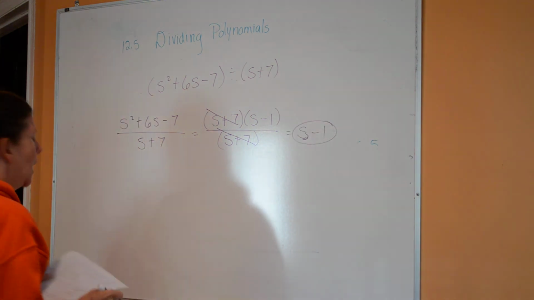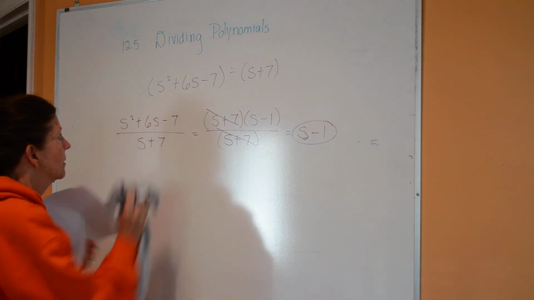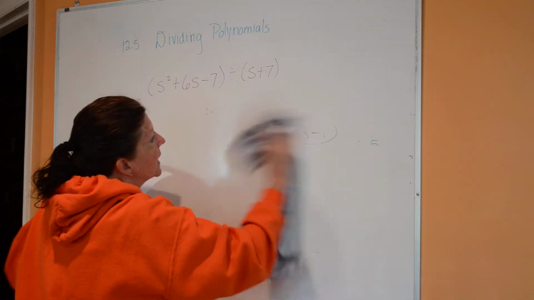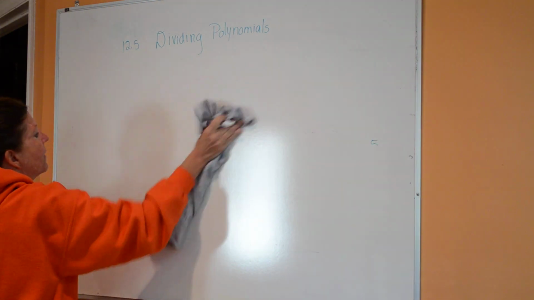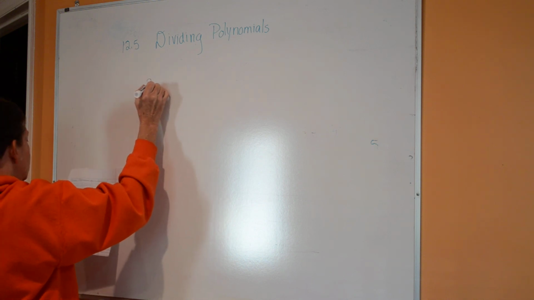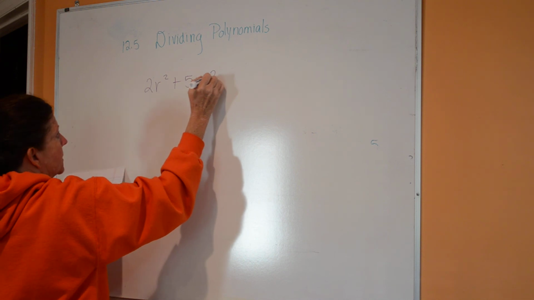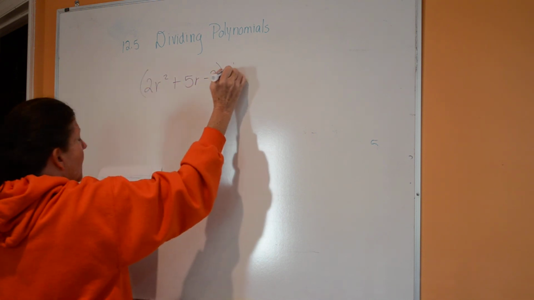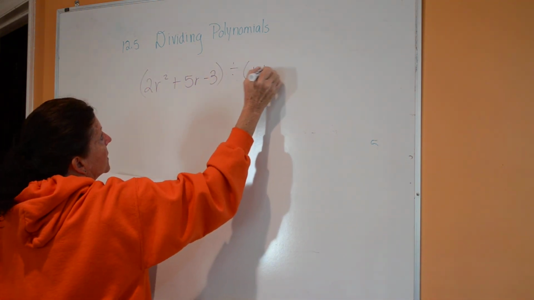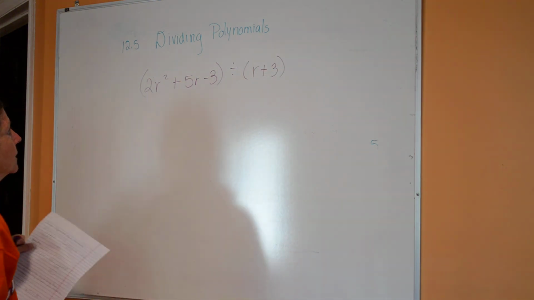All right, I'm going to put one up here for you to try. Remember, you're going to factor it. You factor anything in the problem that can be factored first. So here's the one for you to try: 2r squared plus 5r minus 3 divided by r plus 3. So pause the video, do it, and then come back.